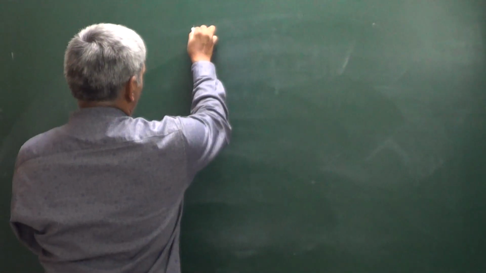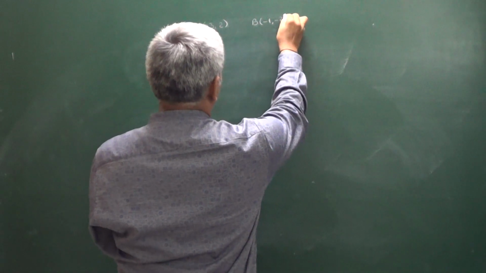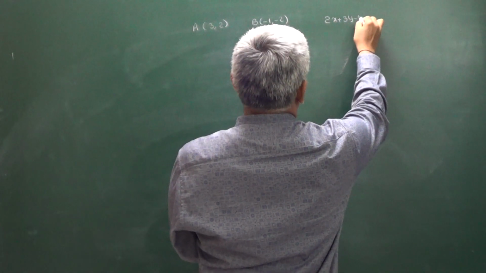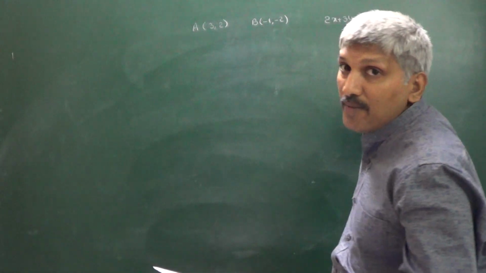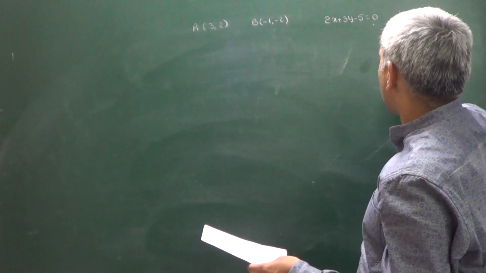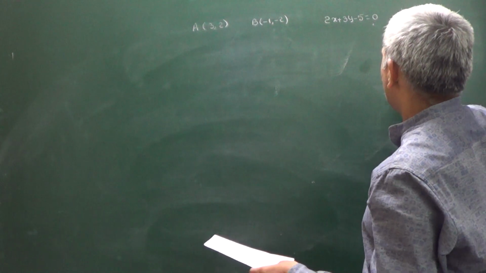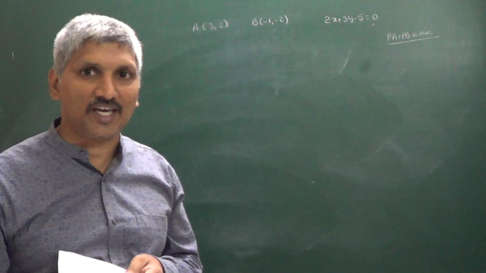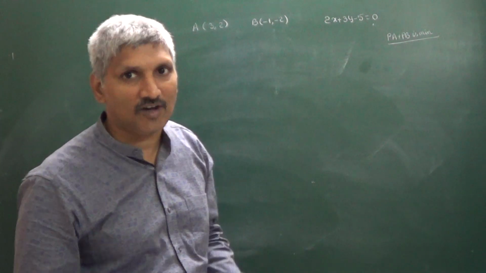So one more question based on this information. A point is given (3, 2), B point is given (-1, -2), and P is a variable point on the line 2x + 3y - 5 = 0. If PA plus PB is a minimum, then find the coordinates of P.